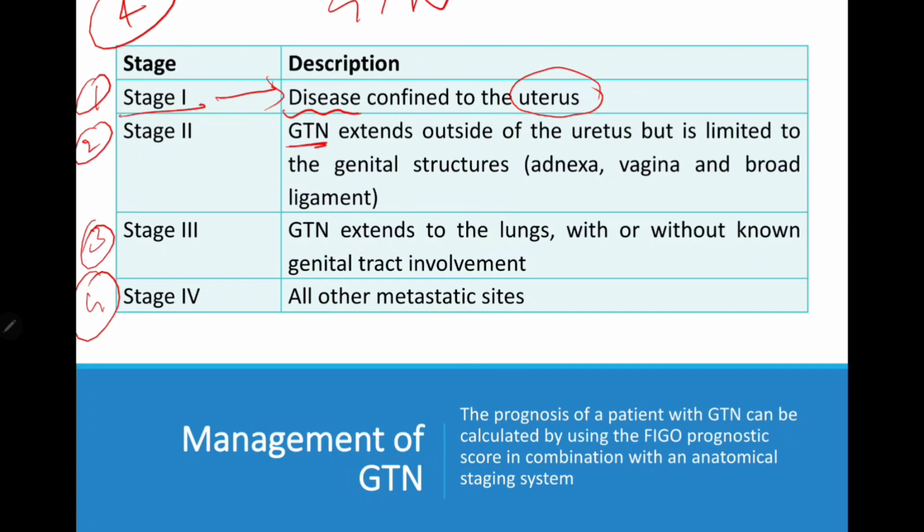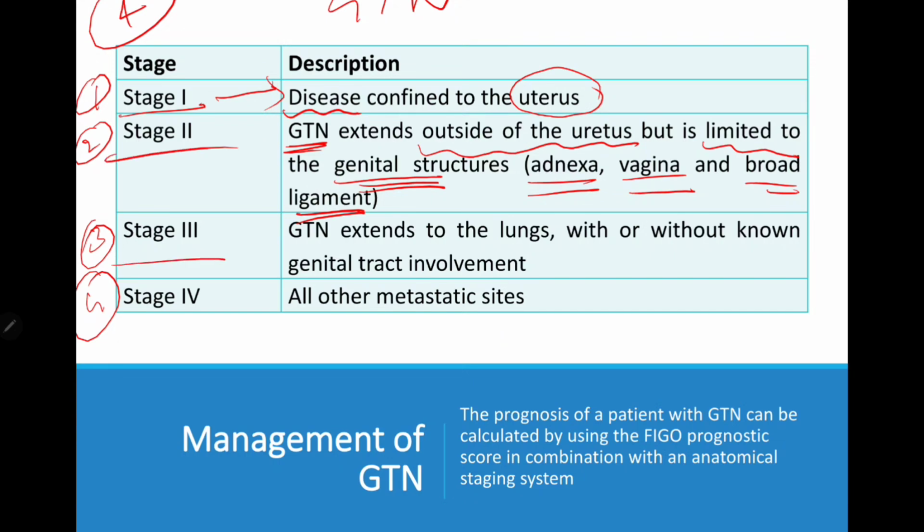If GTN extends outside of the uterus but is limited to the genital structures. What are the genital structures? The adnexa, vagina and the broad ligament. Okay, so GTN is extending outside the uterus but is limited to the genital structures, that is the adnexa, vagina and broad ligament. That is stage 2.